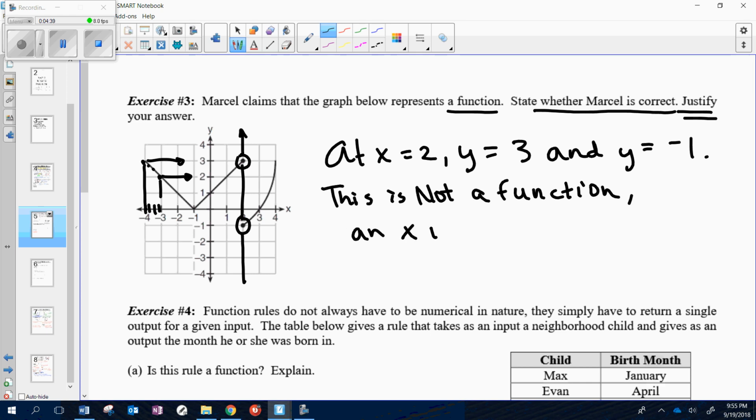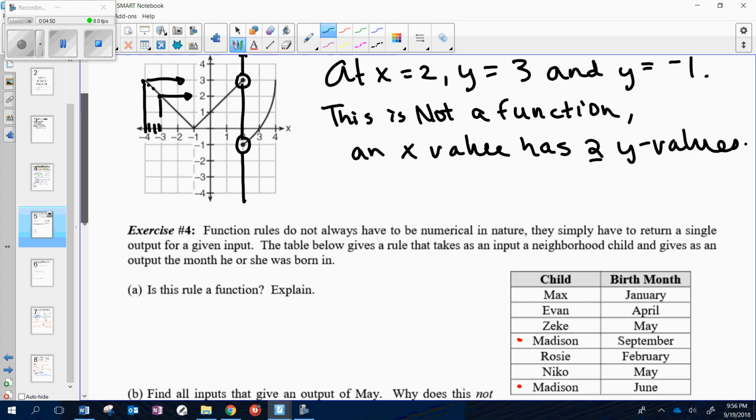An x value has two y values. So each x does not have only one y.